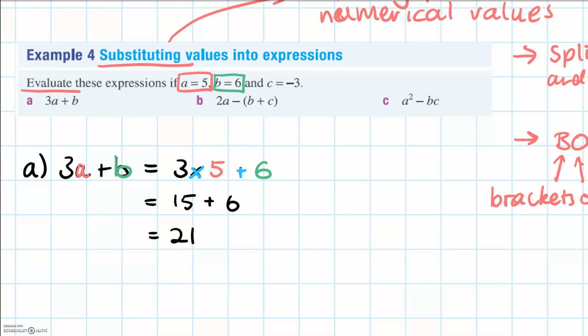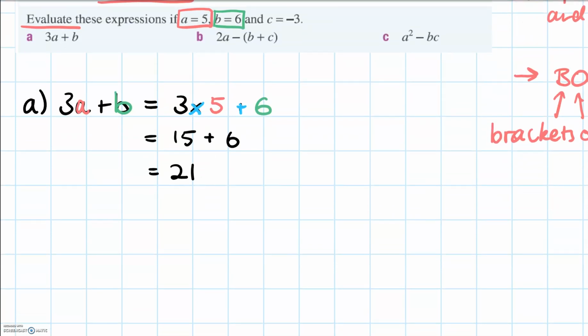Okay, so next one, part B. I've got 2A minus bracket B plus C bracket. Okay, now I haven't dealt with C yet. The value of C is -3. So here, I'm going to substitute just like I did before. 2A minus bracket B plus C.